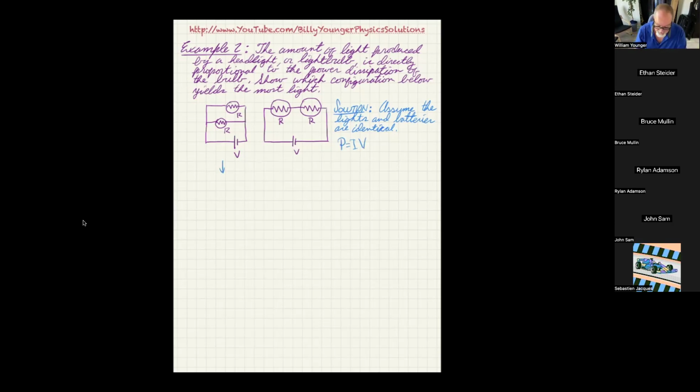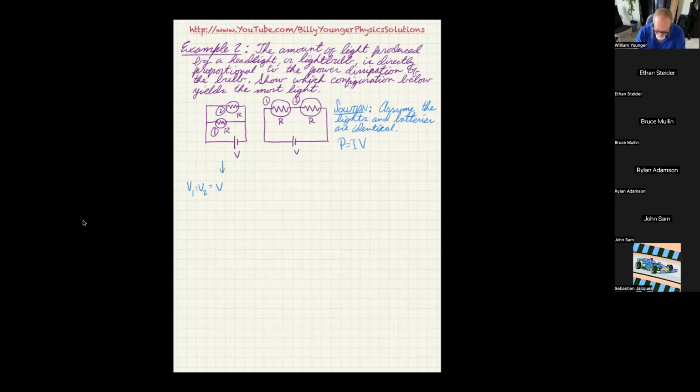What we can see for the two light bulbs is the voltage for one is equal to the voltage for two. Let me clarify, I'm going to call this one, one, and let's call this one, two. Then I'll call this one, one, and this one, two. So voltage of one is equal to the voltage of two, and they're both, of course, equal to just the voltage of the battery. That's what it means to be in parallel, right?